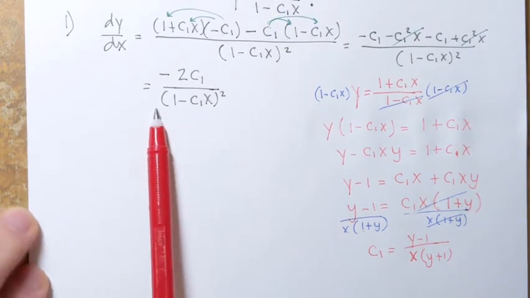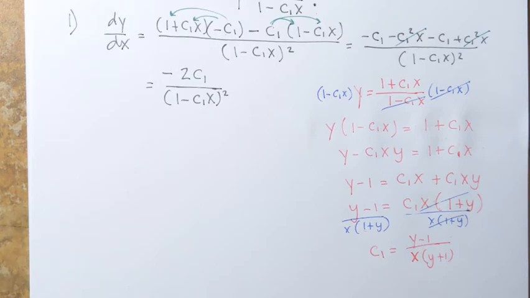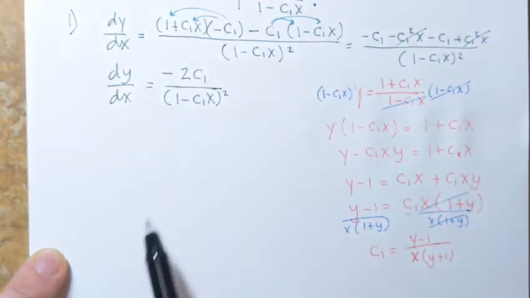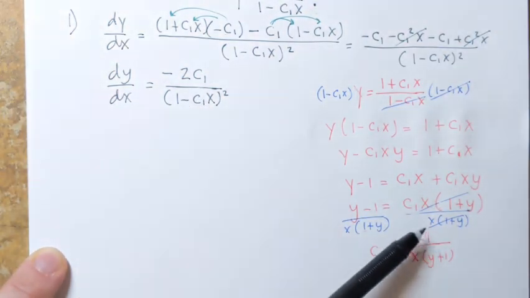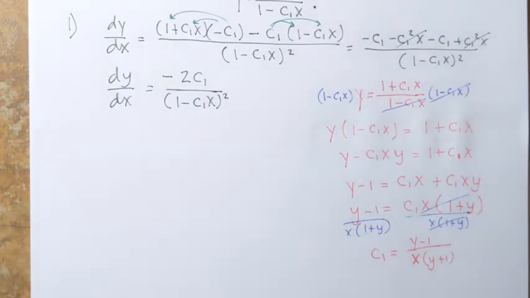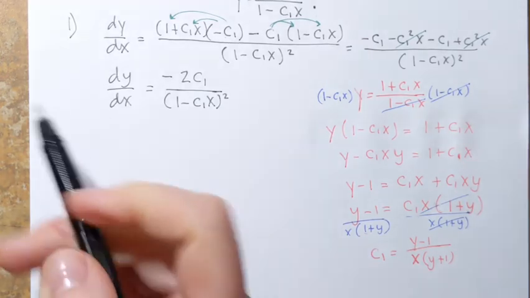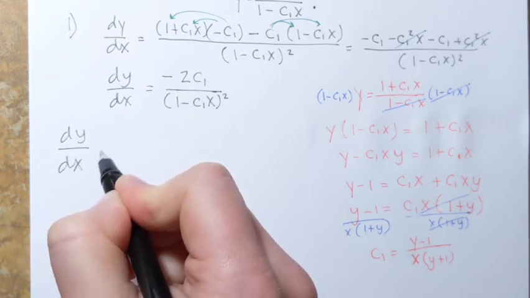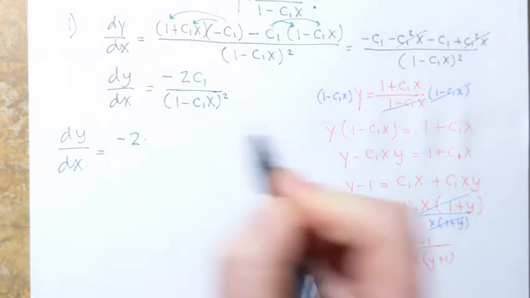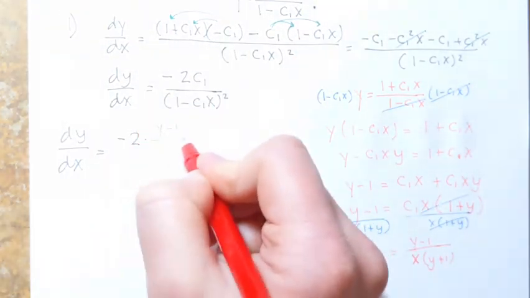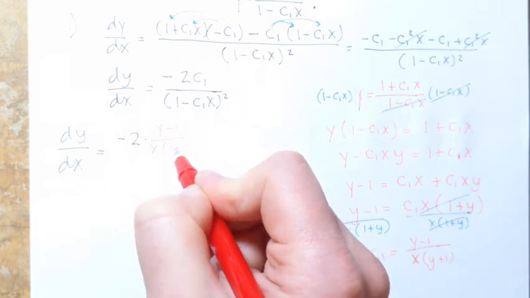So our derivative, maybe I'll copy down the left hand side: dy/dx is currently that, right? So c1 is going to be replaced by this expression. For now it looks like too much, but I think quite a few things will simplify. Let's try. Okay, so dy/dx equals negative 2 times, and here I'm multiplying by (y minus 1) over x times (y plus 1).